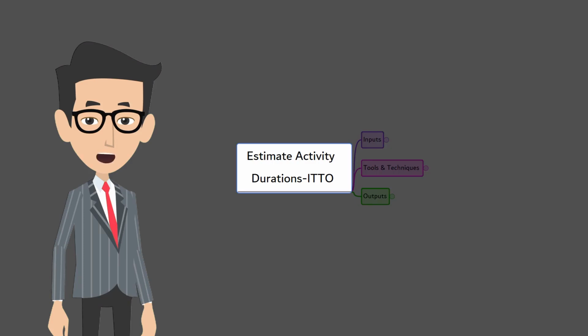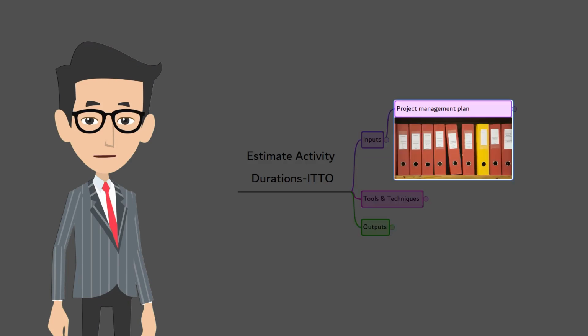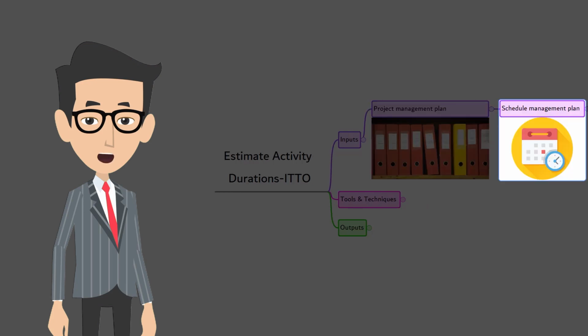Now it's time to look at the ITTOs. As usual, let's start with the inputs. First, the project management plan. There are two components in it. Let's look at them. First, schedule management plan.